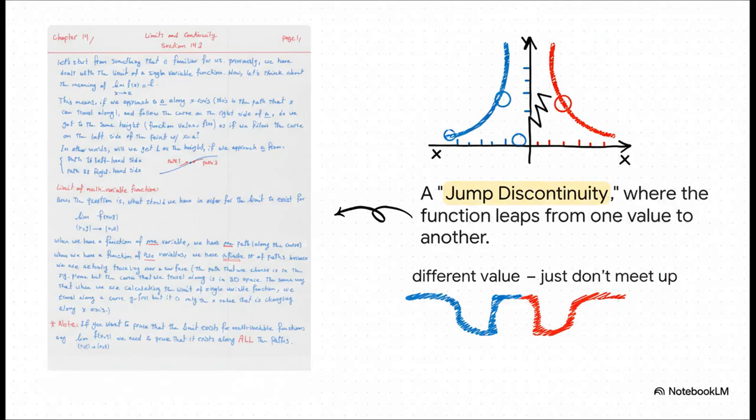And this graph shows you exactly what I'm talking about. See, as you come in from the left side, following that blue line, the function is heading toward one value. But if you come in from the right on the red line, it's heading toward a completely different spot. The two sides just don't meet up.